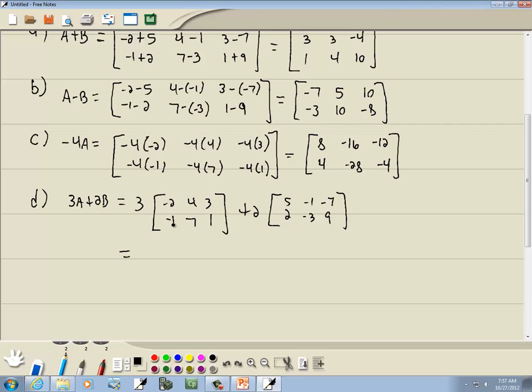Well, we'll take 3 times every entry in A. So 3 times -2 is -6. 3 times 4 is 12. 3 times 3 is 9. 3 times -1 is -3. 3 times 7 is 21. 3 times 1 is 3. And we'll take 2 times everything inside the matrix. 2 times 5 is 10. 2 times -1 is -2. 2 times -7 is -14. 2 times 2 is 4. 2 times -3 is -6. And 2 times 9 is 18.